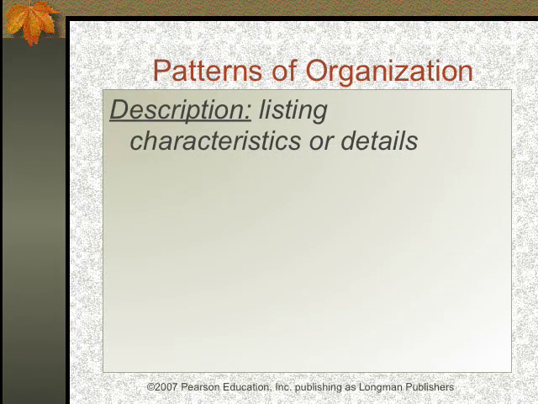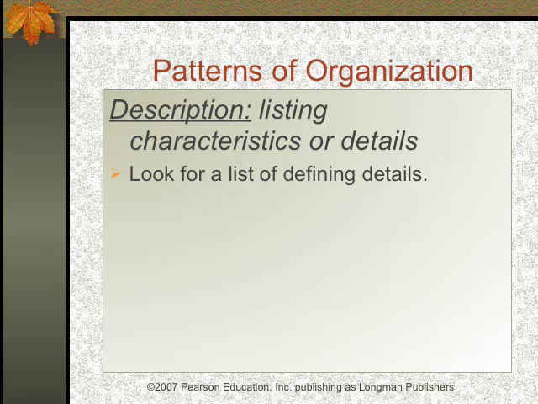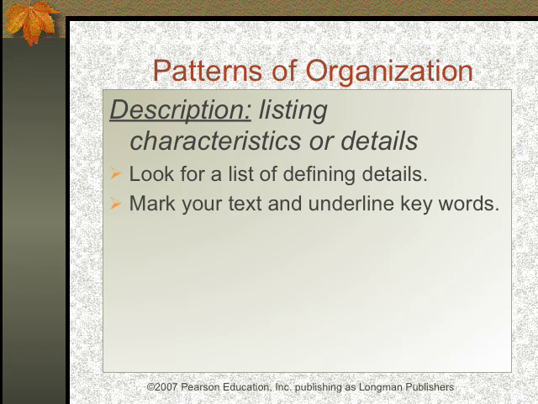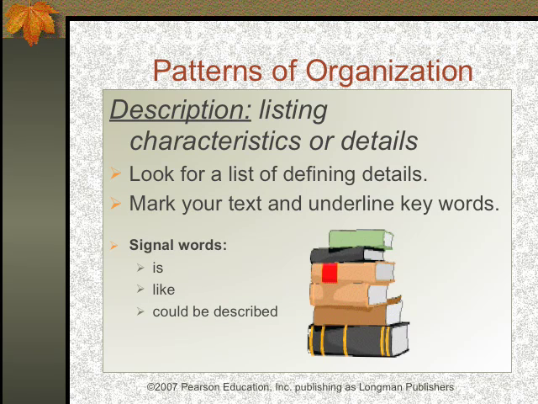Patterns of organization. Pattern number 4, description. Description lists characteristics or details. Look for a list of defining details. Mark your text and underline keywords. And typically you'll see signal words like is, like, or could be described. So we are describing something. That's the description. We throw out a word or a term or a person, place, or thing. Then we describe it with very vivid, detailed words. And that's when you know that you're in a description pattern.